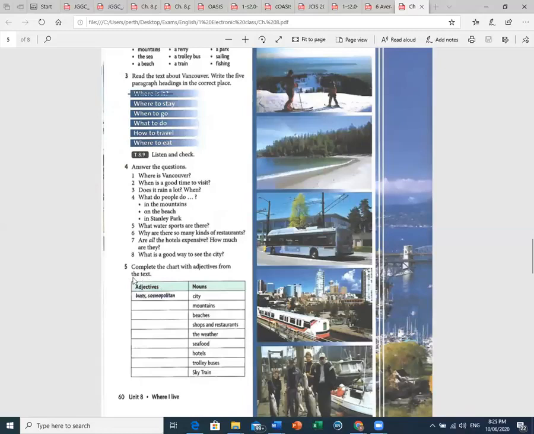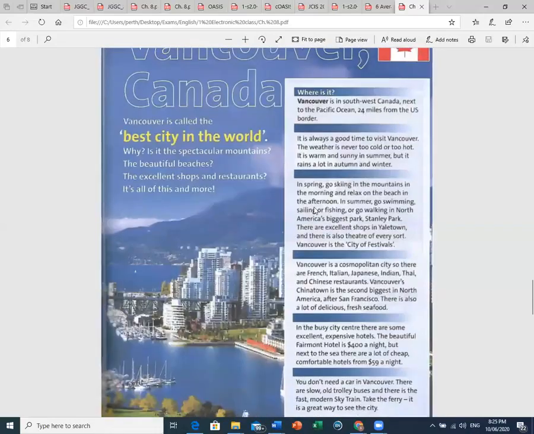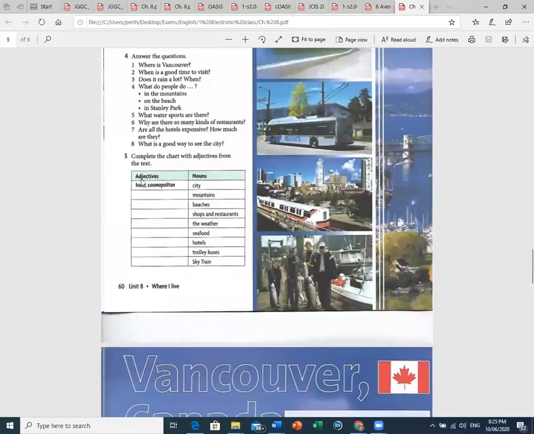Now, number 5, complete the chart with adjectives from the text. So in this text, we have adjectives, and we need to add the adjectives next to the noun. For example, the city is busy and cosmopolitan. The mountains, spectacular. The beaches, beautiful. The shops and restaurants, excellent. The weather, warm and sunny.